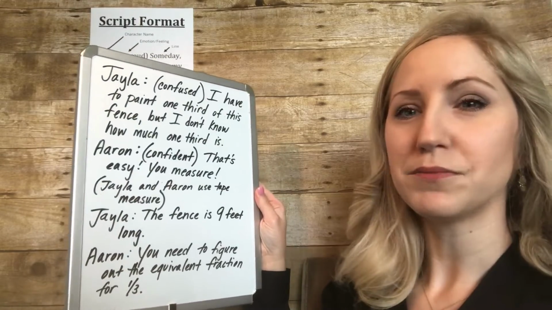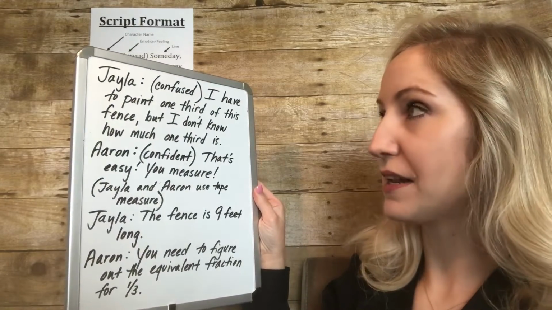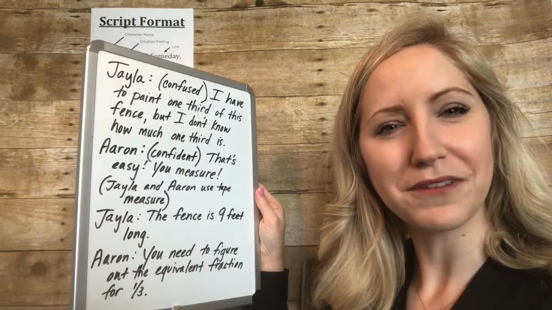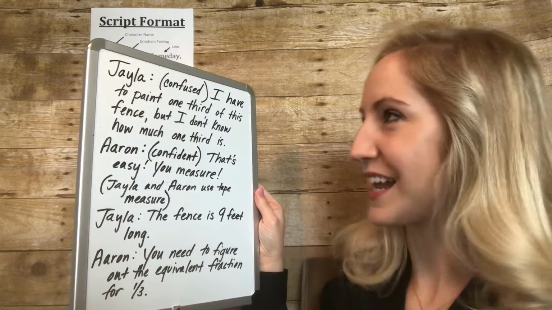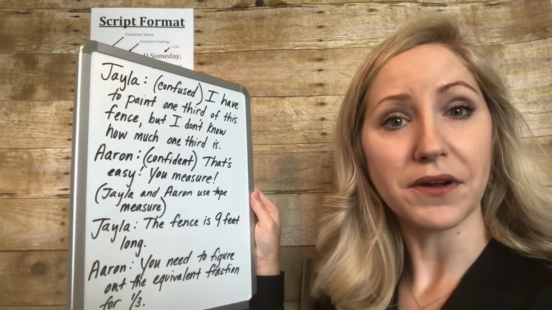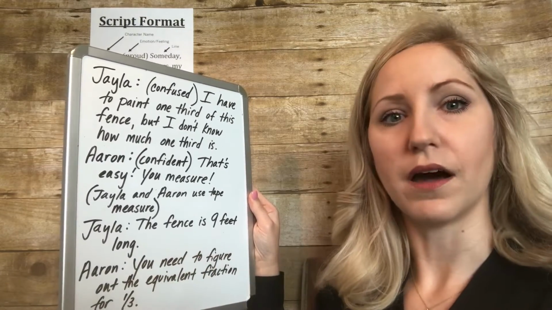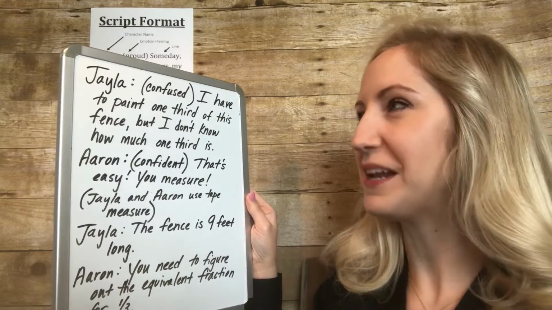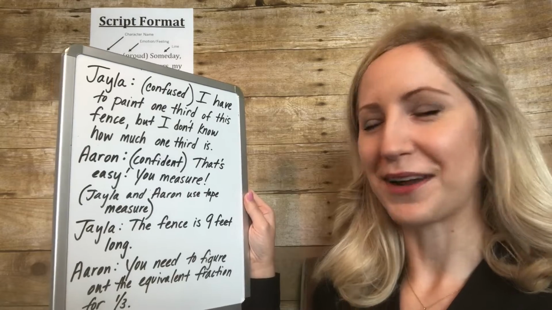And this is a scene between Jayla and Aaron. And Jayla's got a problem and can't quite figure out how to solve it, but Aaron's going to help her. So Jayla starts this scene very confused. And this is taken directly from a wonderful book, which we're going to talk about in a moment. I like to give credit where credit is due.